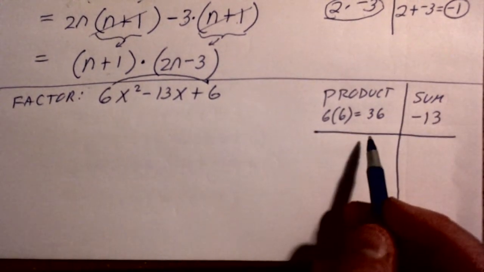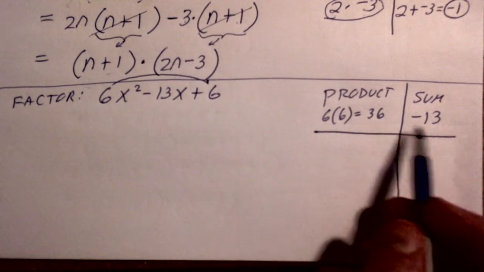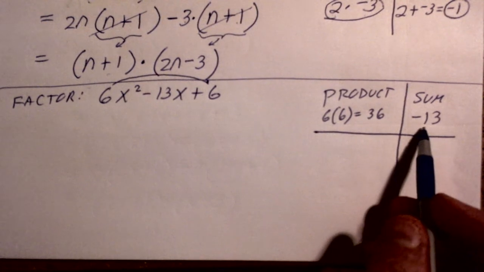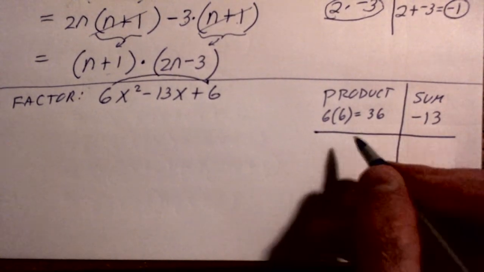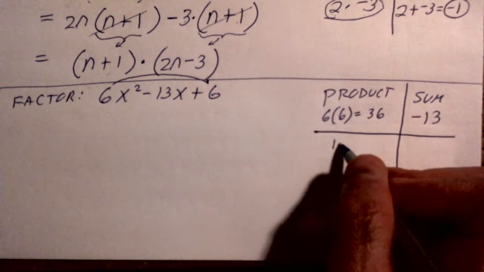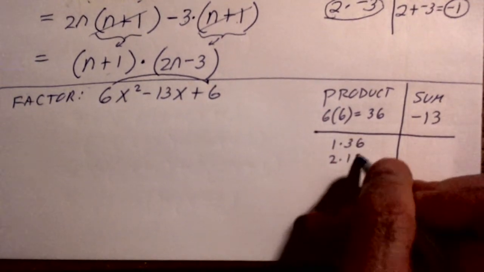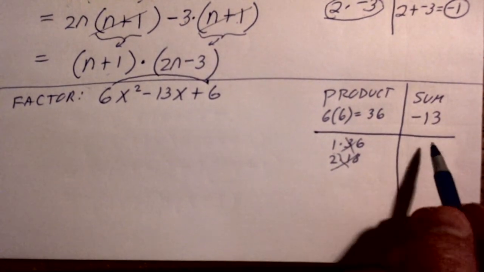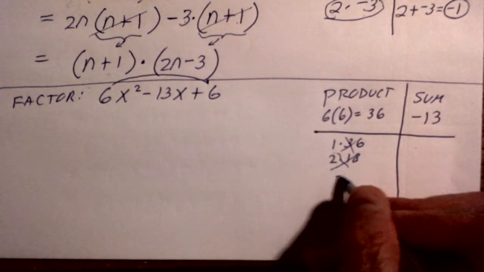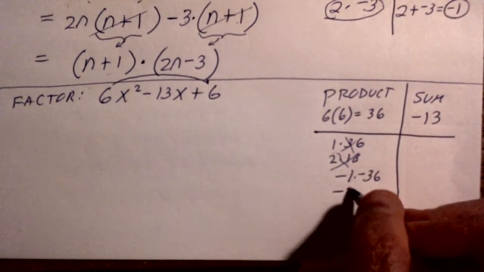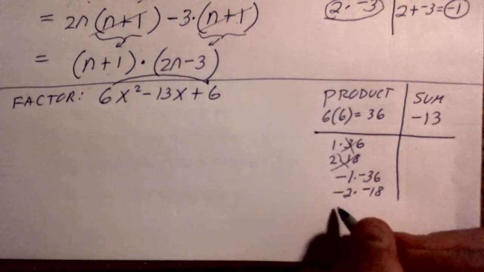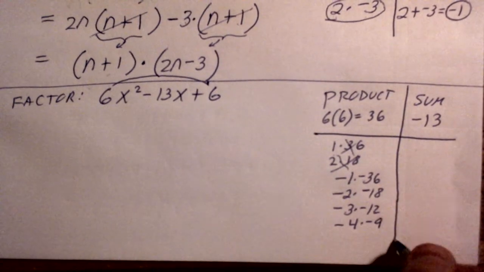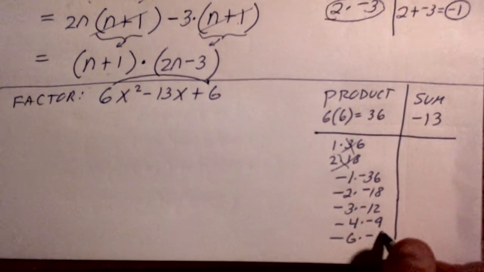So the search is on now to try to find two factors of positive 36 that add up to negative 13. Since our sum must be negative, it would be wise for us to list only the negative factors of 36. In other words, listing positive factors of 36 here is a waste of time because two positives add up to a positive and not a negative. So I'm going to list only the negative factors of 36: negative 1 and negative 36, negative 2 and negative 18, negative 3 and negative 12, negative 4 and negative 9, or we could have negative 6 and negative 6.